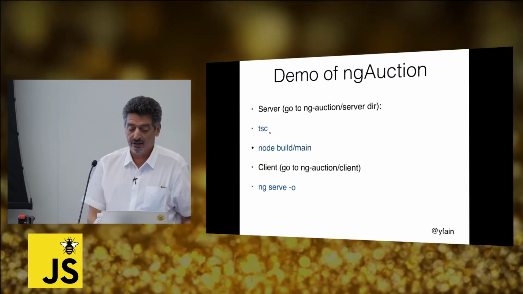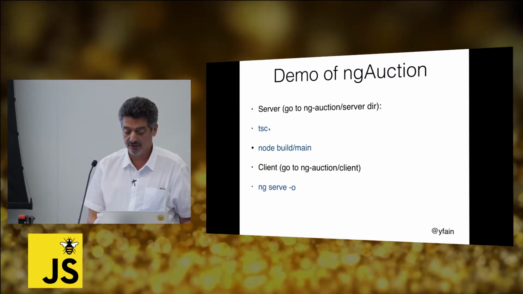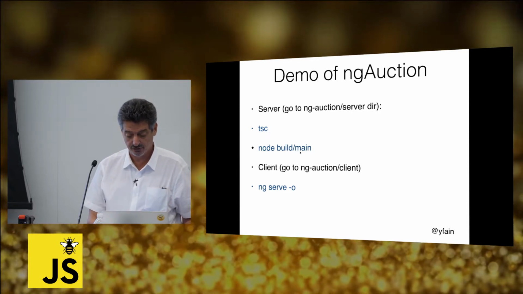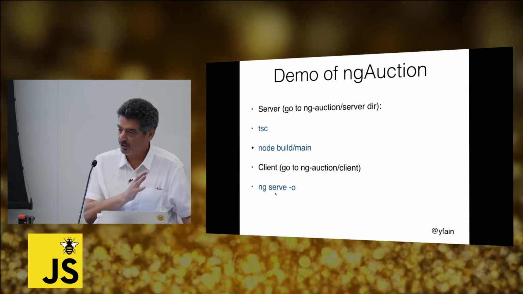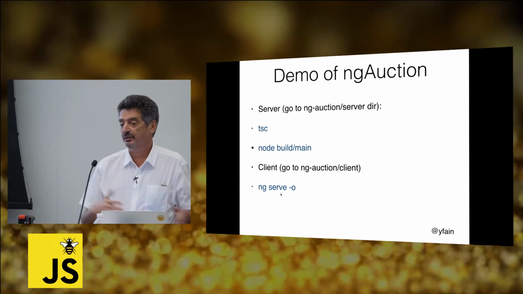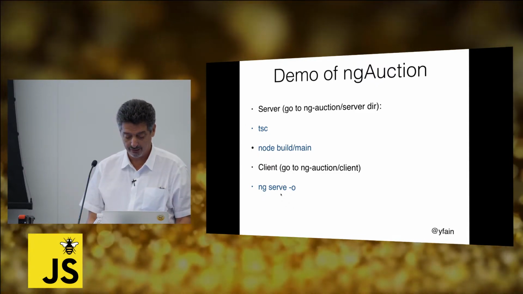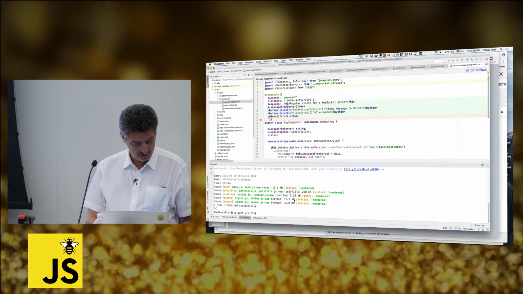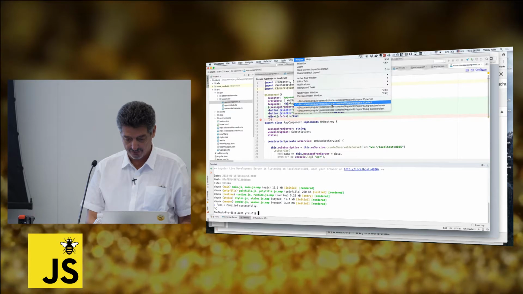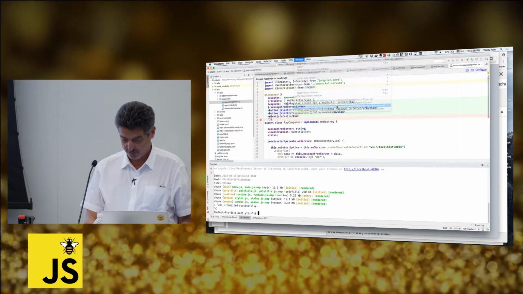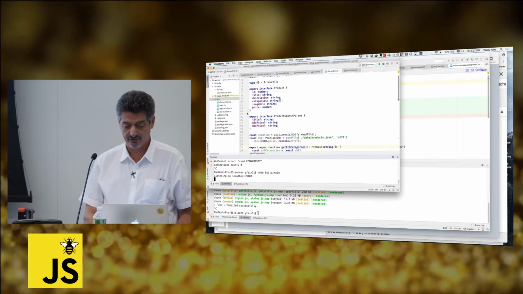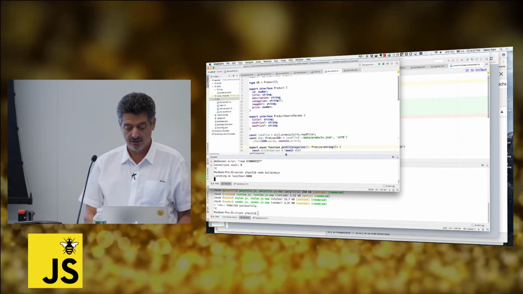First of all, on the node side, I need to compile the code. It's in TypeScript, and then I will start main. I already compiled it, so I will just start main. On the client, a separate project, I will run ng serve, and it'll load my app. So let me go back to the IDE. I want to open up the server, which is sitting under the ng auction directory. I have several files, and main is the one that we need.